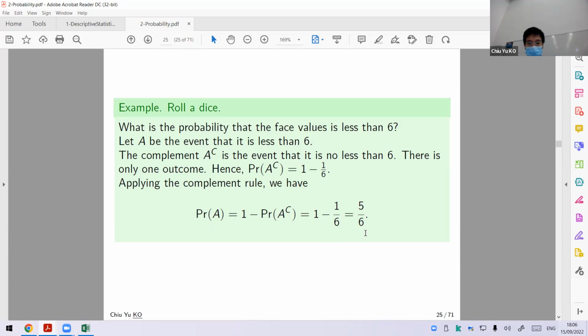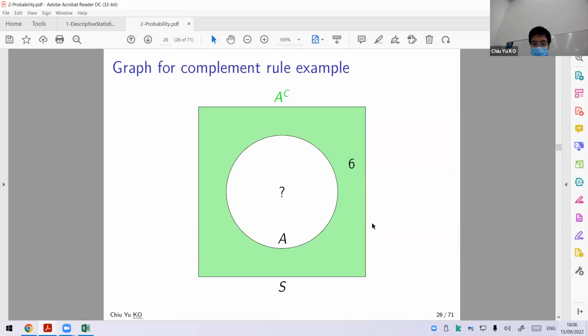Is that okay? So the idea is like this. We know the 6 outcomes, and we know the complement is the 6 here. So we just calculate the probability of this one, and 1 minus this, you get the answer.